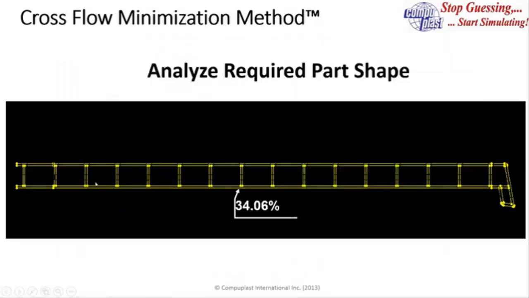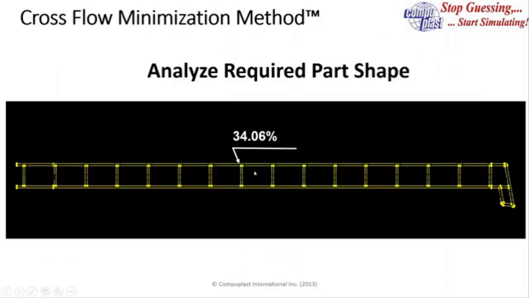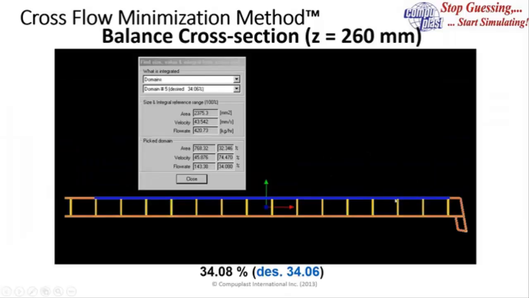So if we were to take this bottom wall, for example, which requires 34% of the total flow, we would make sure that at any cross-section in that die, if we integrated the velocity to determine the percentage flow rate in that area, it would be 34%. Same with the top wall. This top wall wants 34% of the total flow. If we take any cross-section in the die and we have optimized the geometry, we will have 34% of the total flow flowing in that portion of the die.